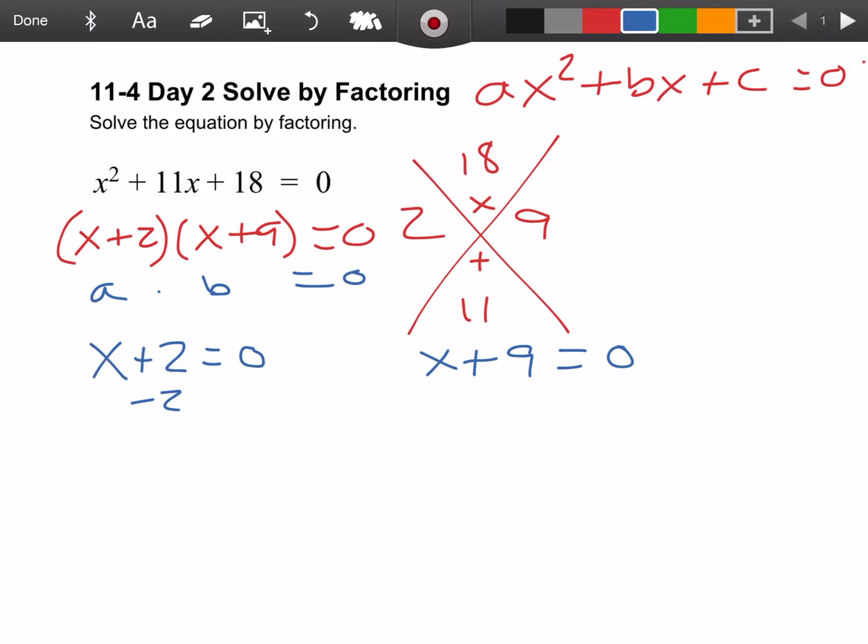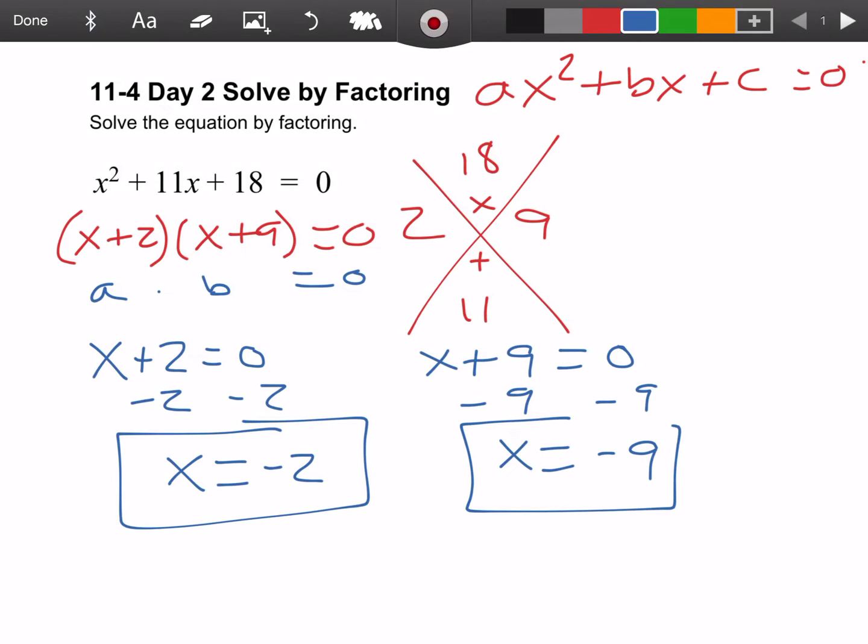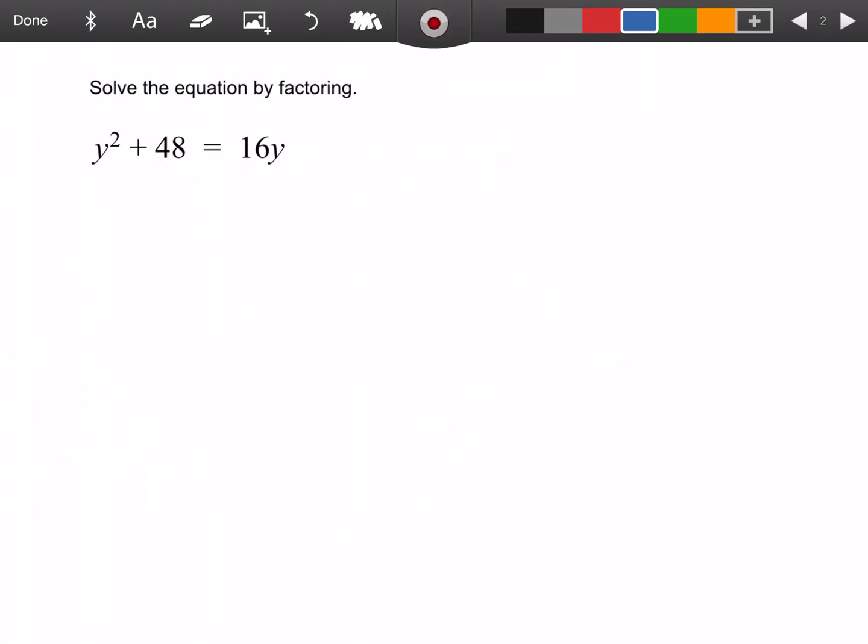And then here, to solve for x, we subtract 2 on both sides, x equals negative 2, and we subtract 9 on both sides, x equals negative 9. So our two answers for this quadratic equation would be x equals negative 2 and x equals negative 9. Got a couple more examples for us.